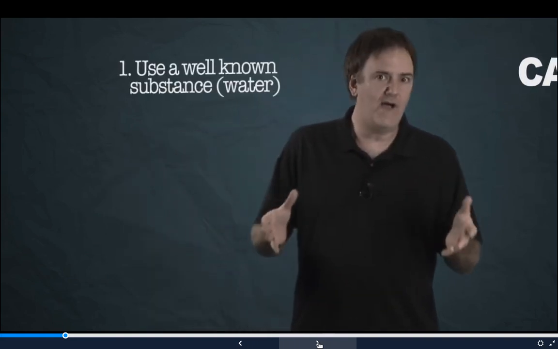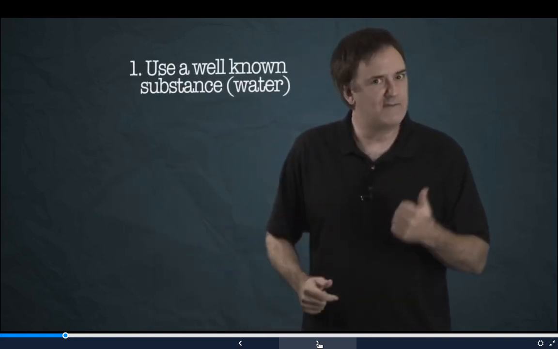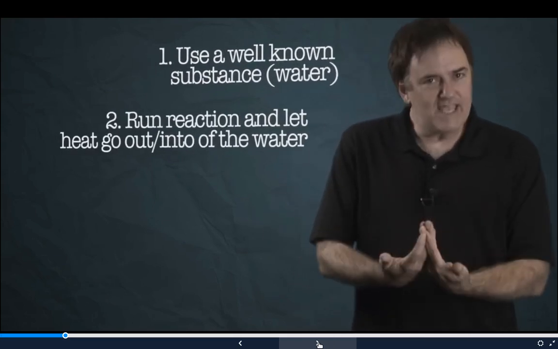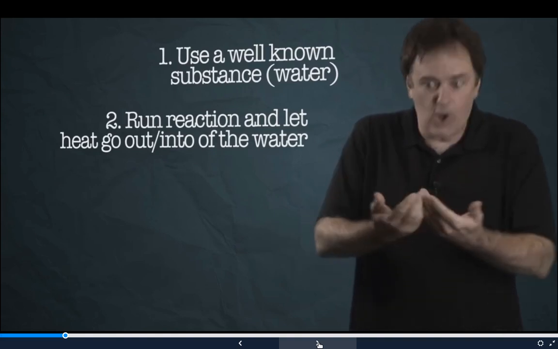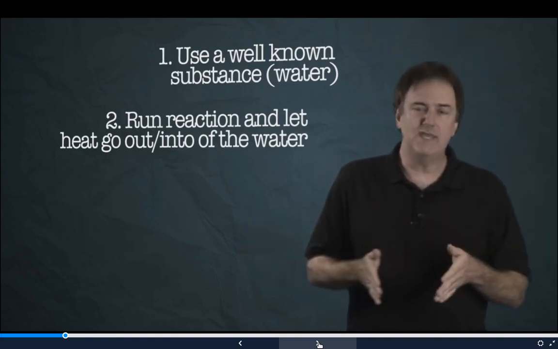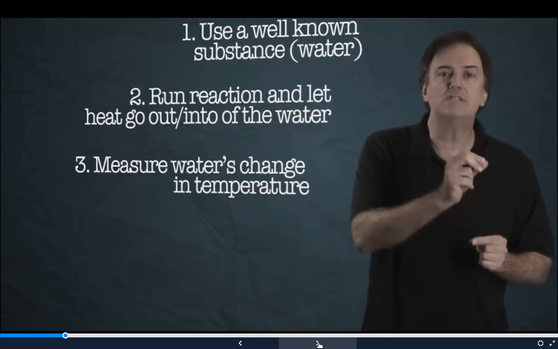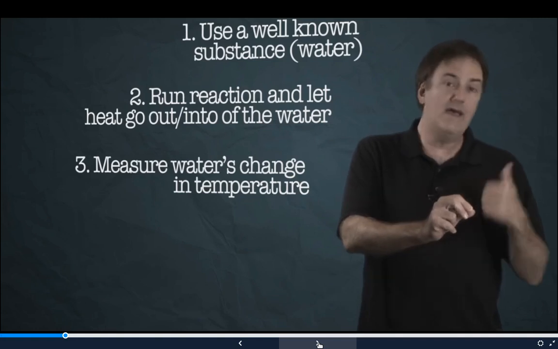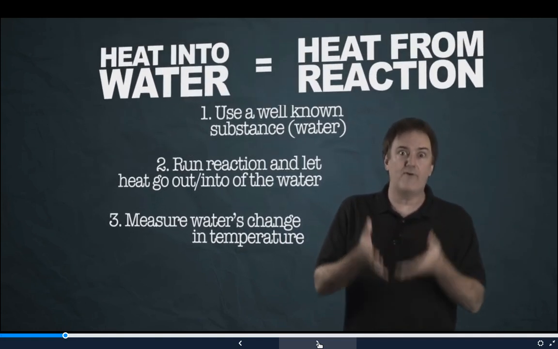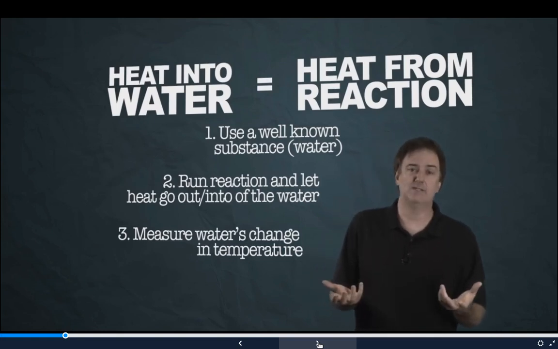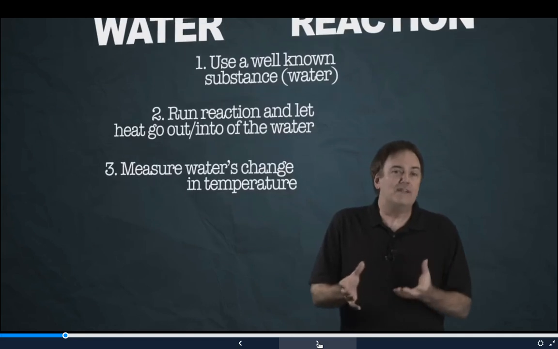What we do is we take a substance that we know very well how it responds to heat, our favorite is water, and we're basically going to run a reaction and let all of the heat out or in from that reaction go into the water. What we do then is we measure the water's change in temperature, which allows us to figure out how much heat went into the water, and then we conclude that heat came from the reaction. So we know exactly how much heat comes out of the reaction. Now, it does require a little bit of planning ahead. You have to build yourself a calorimeter.